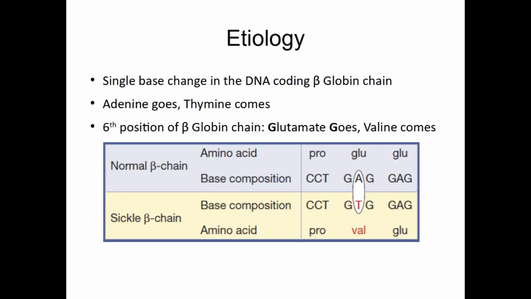Let us see what is the cause for this sickle cell anemia. Basically, what happens is there is a single base change in the gene that codes for this beta globin chain, wherein adenine will go off and thymine will come. Because of this, the sequence is changed, and at the sixth position of beta globin chain, instead of glutamic acid, which is normally there, valine will come. So that leads to formation of a defective hemoglobin, which is the hemoglobin S, or HbS.